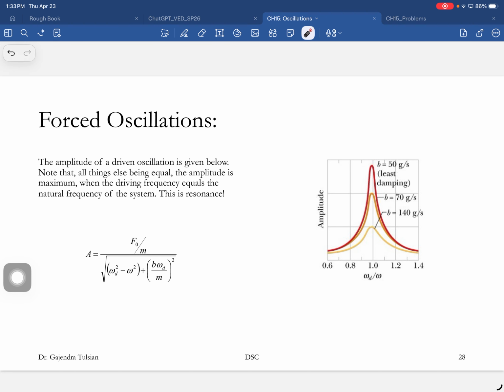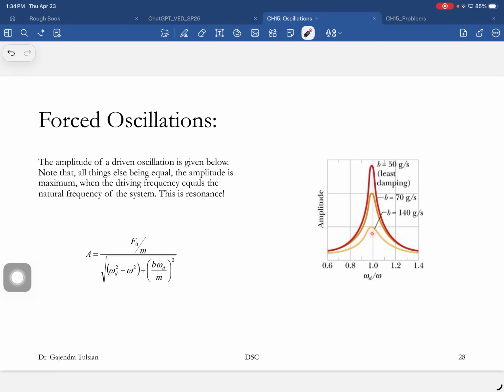I'll show you an applet in a second. So when the driving frequency matches a natural frequency, you can set up large amplitude oscillations. That's what this is showing you. And if this amplitude of oscillation is large enough, it can destroy a system.